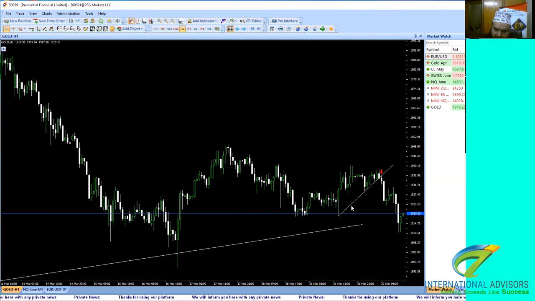So you can see this line. This is the initiating point. This is the confirming point. Here it broke this trend line. So this is a sell signal that we can sell it here with this stop.